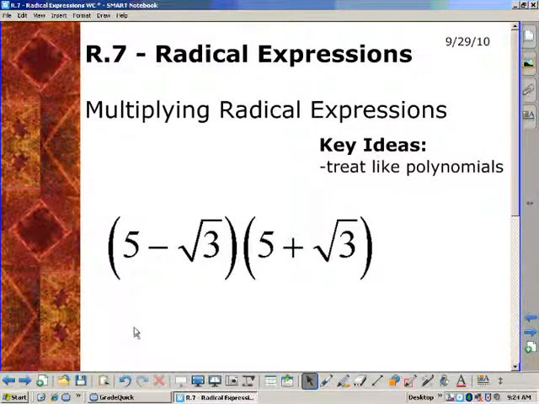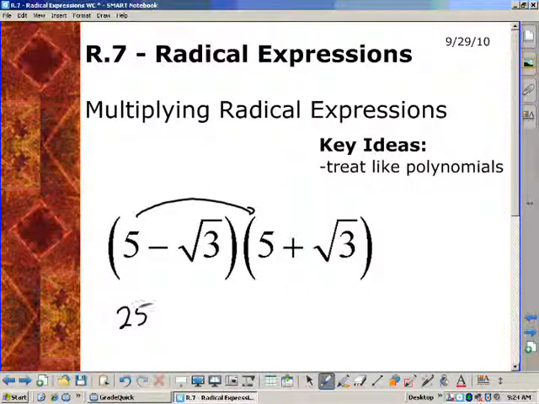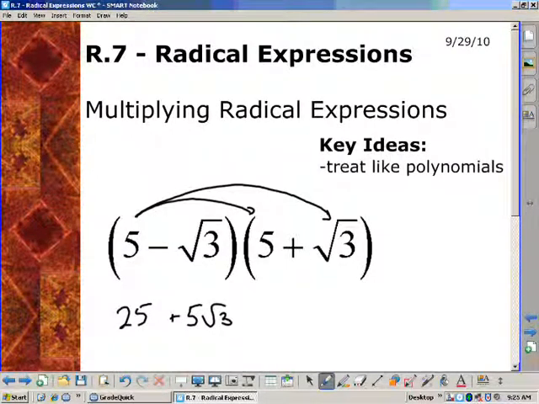Multiplying radical expressions, you're going to go through and treat them just like polynomials. You treat this just like 2 binomials being multiplied together. So you do this double distribution. I'm going to go 5 times 5 and get 25. I'm going to take 5 times square root of 3 and get 5 square root of 3. I'm going to multiply a negative square root of 3 times 5.